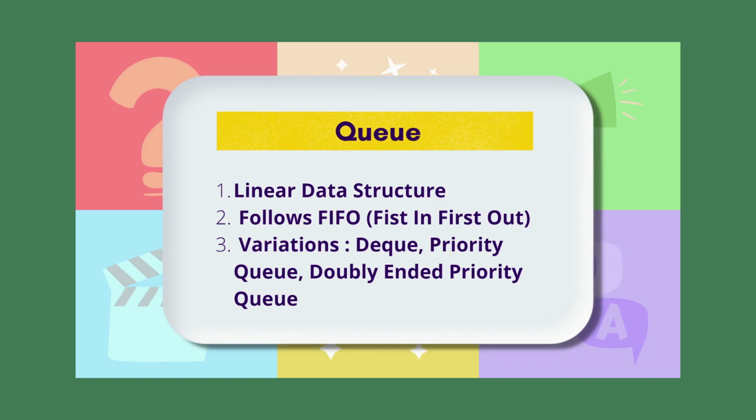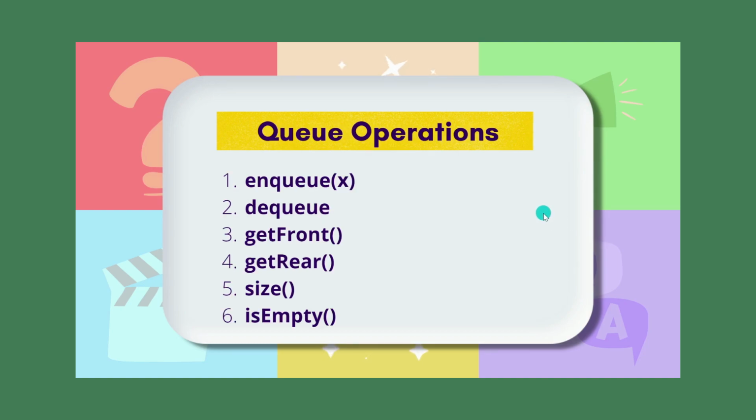Then there are many variations of queue as well, which are the normal queue, the DQ, which is also known as doubly ended queue, priority queue, and doubly ended priority queue. So these are some of the variations of queue. Let us look at the operations of queue.